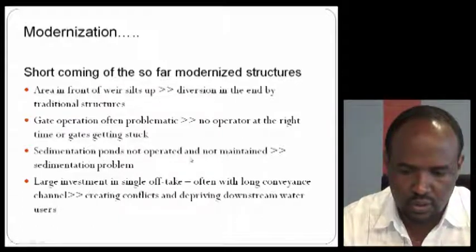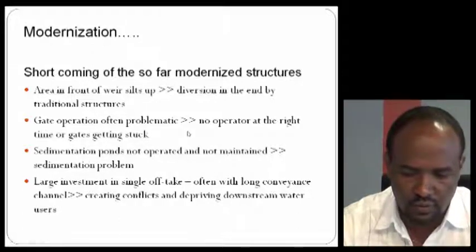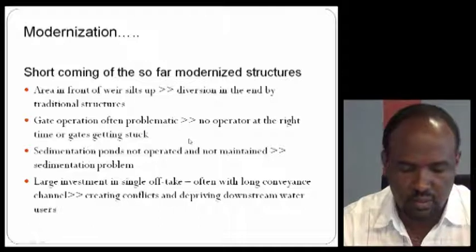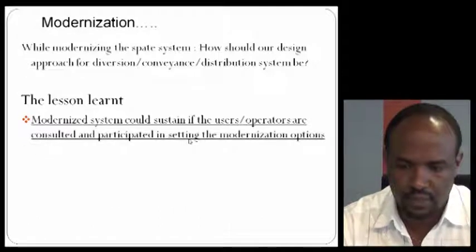Sedimentation ponds were not operated and not maintained. There was a large investment in a single offtake, often with a long conveyance channel, creating conflict and depriving downstream water users. These are the shortcomings that were actually faced.